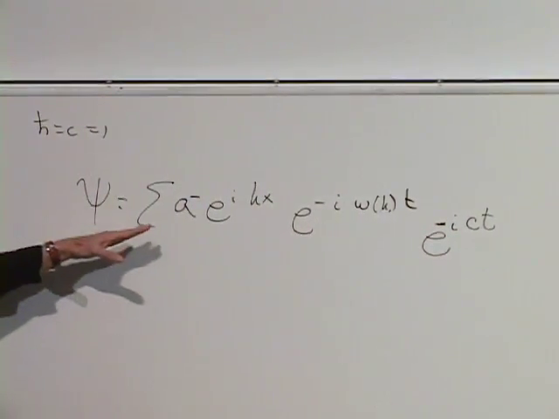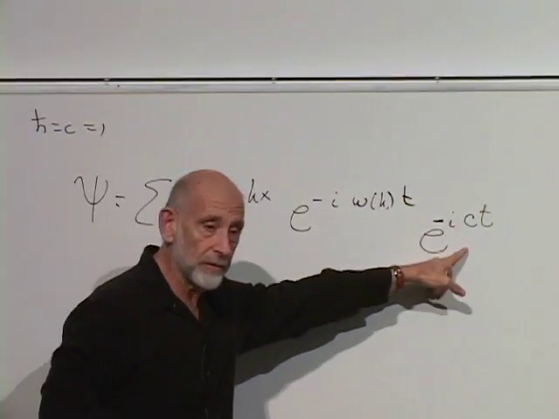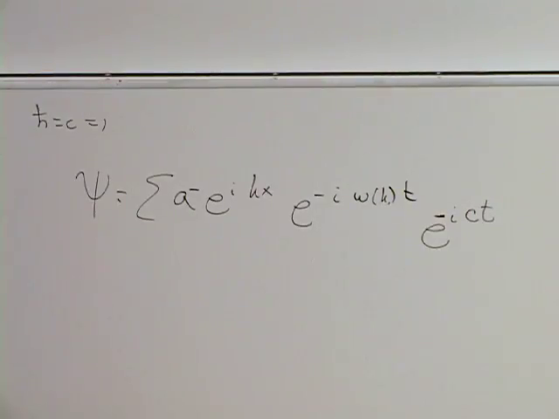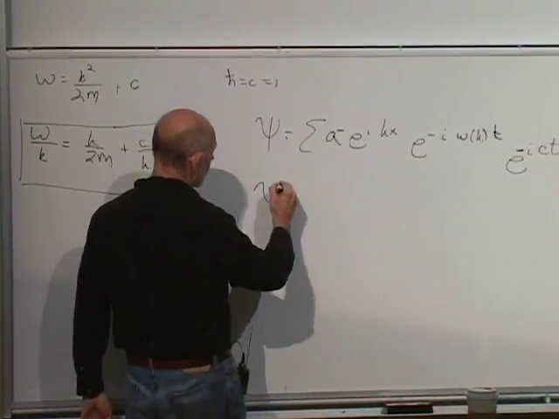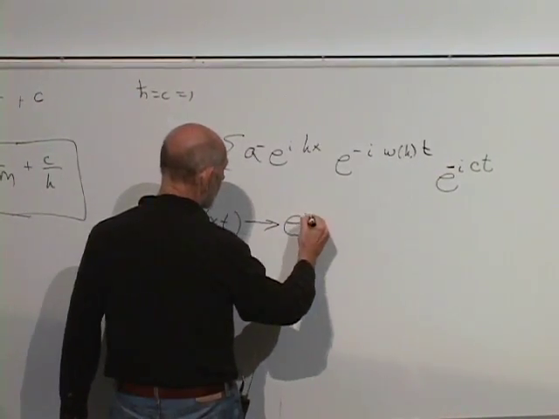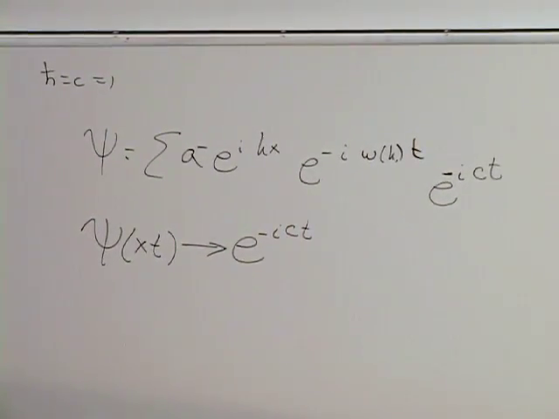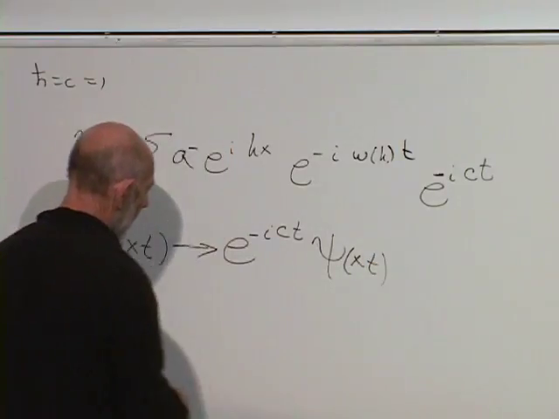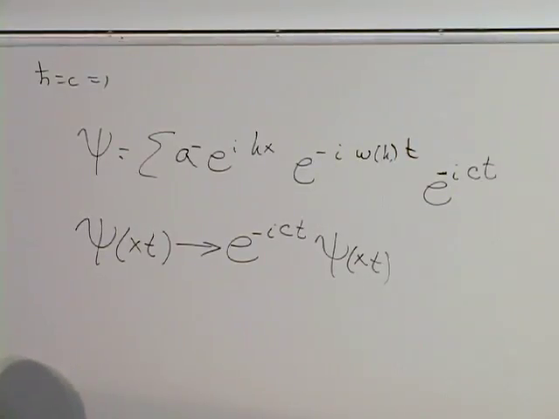All of the waves that make up the Schrodinger field all get multiplied by the same time-dependent phase. So if you had a solution of the Schrodinger equation, psi of x and t, and you added a constant to the phase, it would just multiply it by e to the minus i c t. That's all it would do. It would change the wave by multiplying psi of x and t by a time-dependent phase.